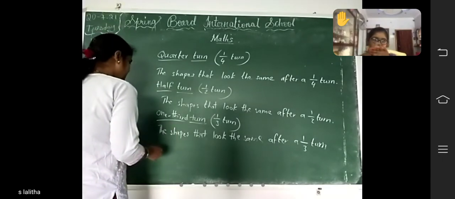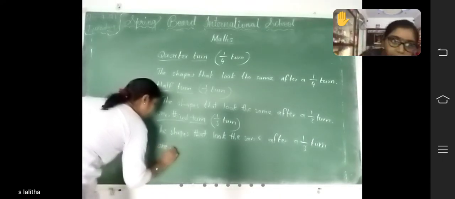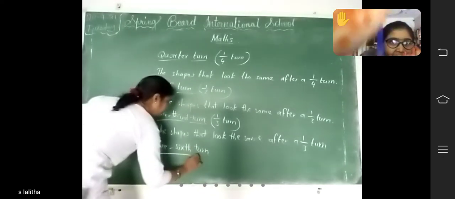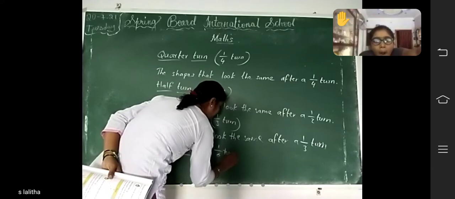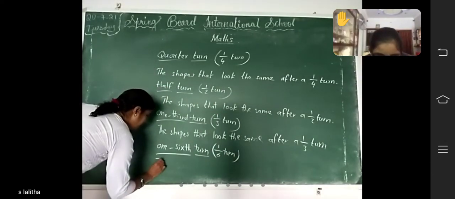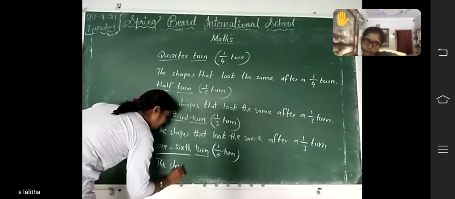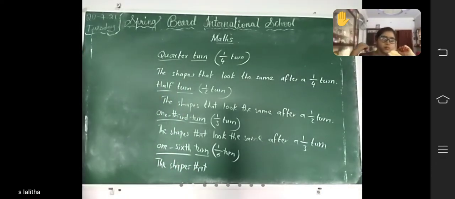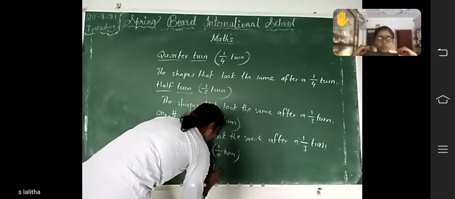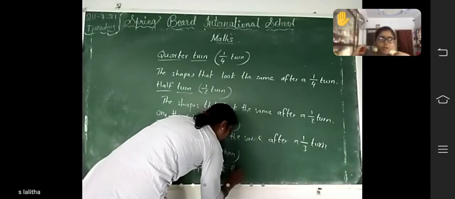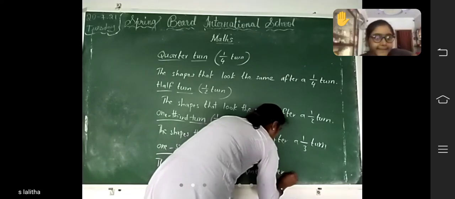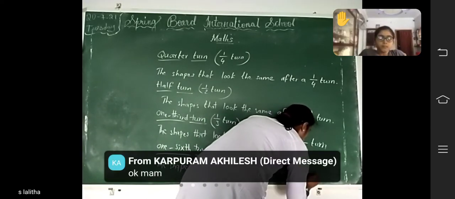Next, 1/6 turn. 1/6. The shapes that look the same after a 1/6 turn.